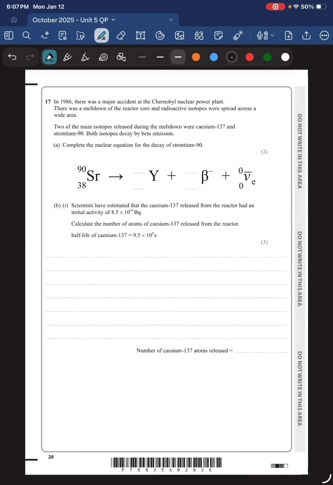Okay, first of all, the beta particle has a mass number of 0 and an atomic number of -1. Therefore, we know that this element Y, which is yttrium, by the way, has an atomic number of 39 and a mass number of 90.